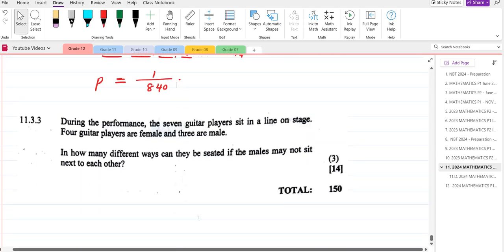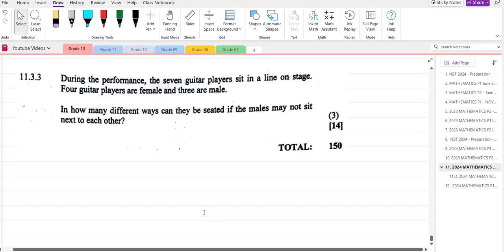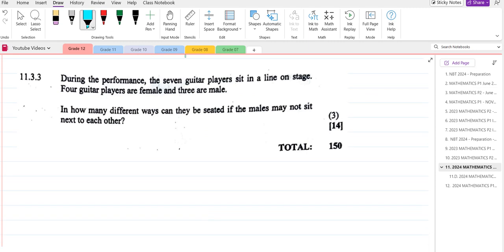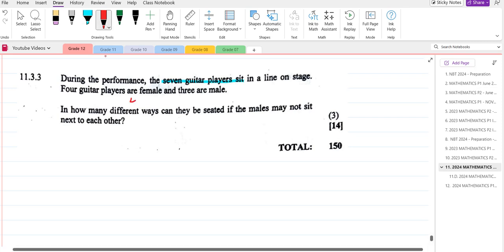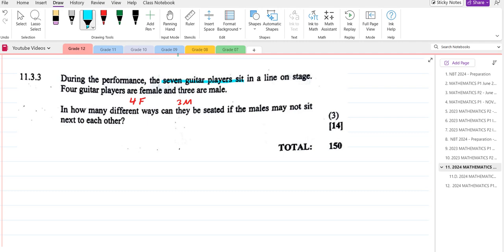And the last and final question. During the performance, the 7 guitar players sit in a line on stage. So we're back to the 7 players, right? 4 guitar players are females. So we got 4 females, and 3 males, right? In how many different ways can they be seated if the males may not sit next to each other? If they may not sit next to each other, then how many ways can they sit next to each other? So sitting together. The males must be sitting together.